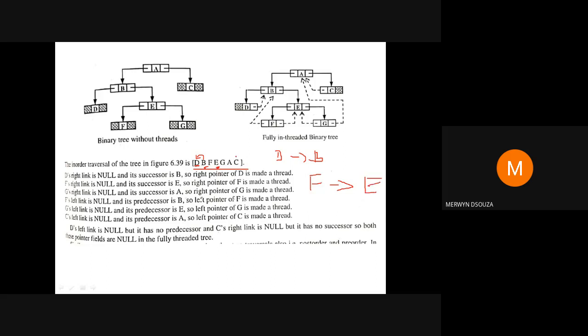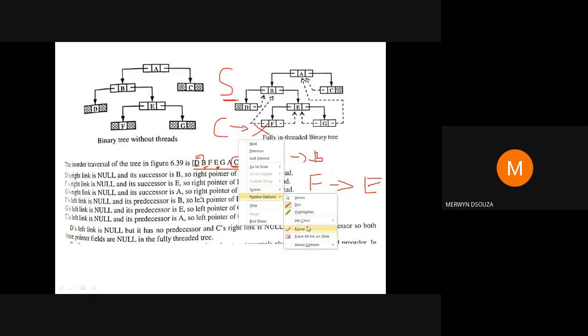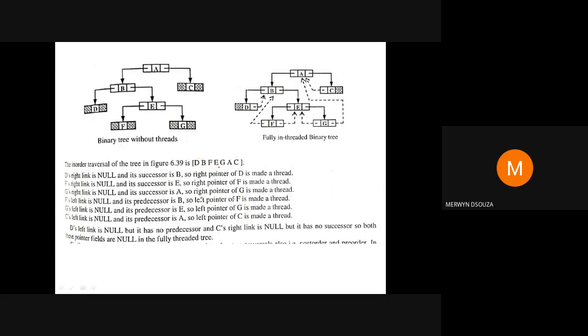Successor means it comes after a node. If I ask you what is the successor for C, C does not have any successor because that's the last node, the last value. There is no value after that. So C does not have any in-order successor. Similarly, we have something known as predecessor.